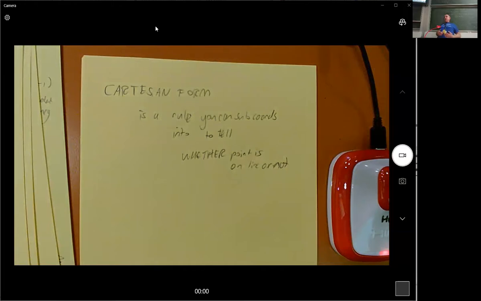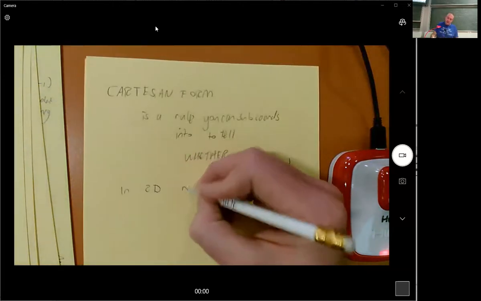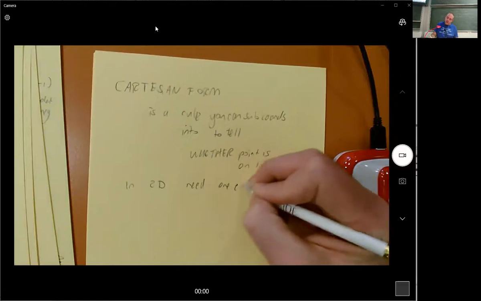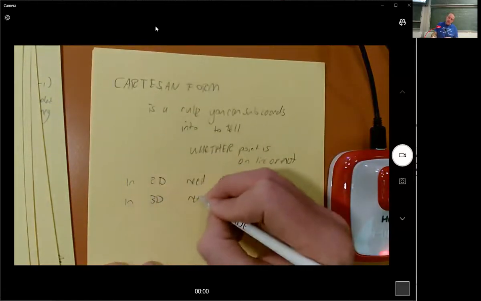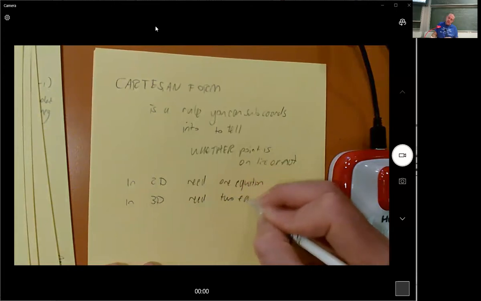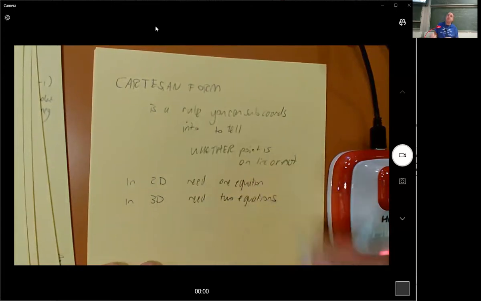So, yeah. So that's why y equals 3x plus 1 or 3x minus 1 is a perfectly good Cartesian form for a line in 2D. In 3D, you'll need 2 equations for a Cartesian form, which is why it has 2 equal signs in it when you do it. Yeah, so in 2D, we need 1 equation. In 3D, you'll need 2 equations to make a line.